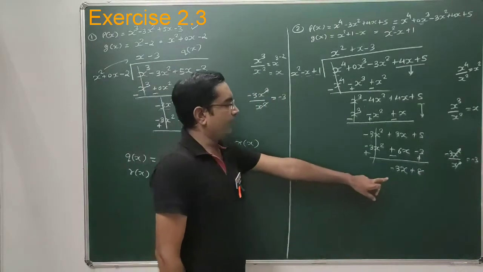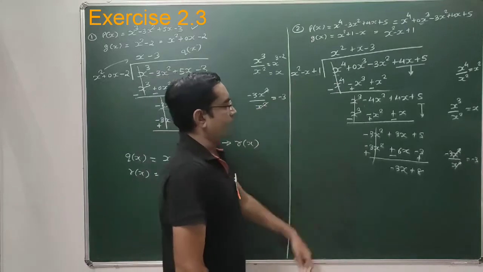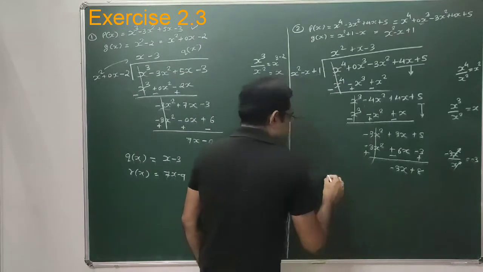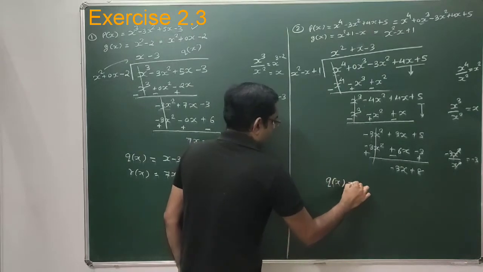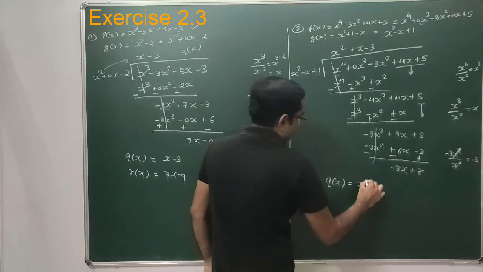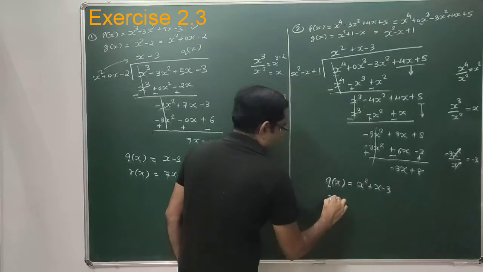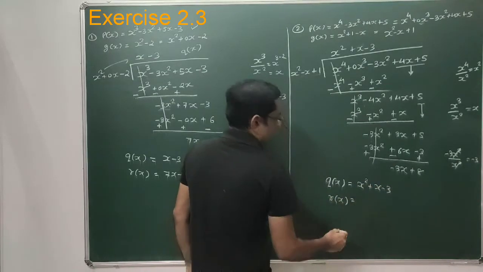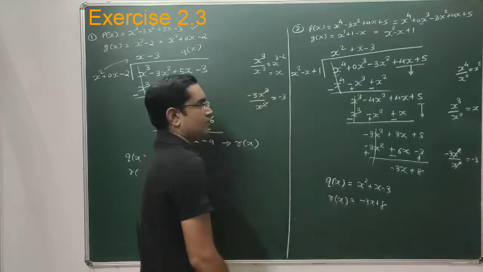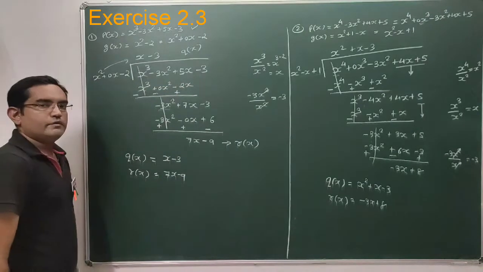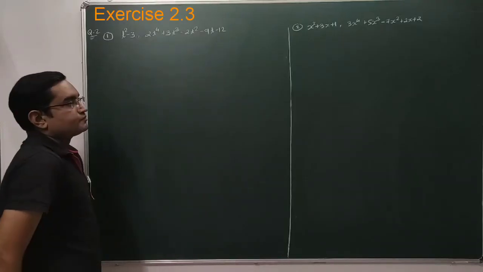Now the degree of this remainder is less than the divisor, so now we cannot divide further. So this one is our remainder r of x, and this one is our quotient q of x. So your answer: q of x is x square plus x minus 3, and the remainder r of x is minus 3x plus 8. Clear, students? So pause the video to note it down. Now question number 2 is given.